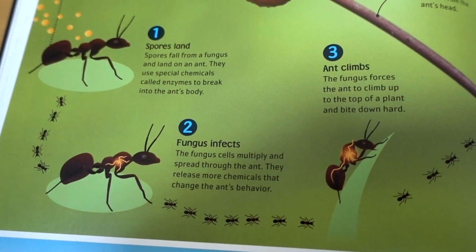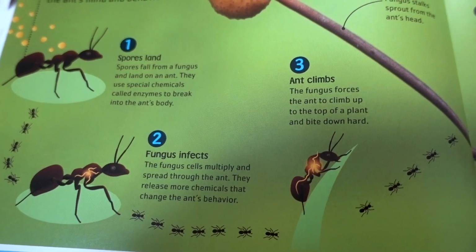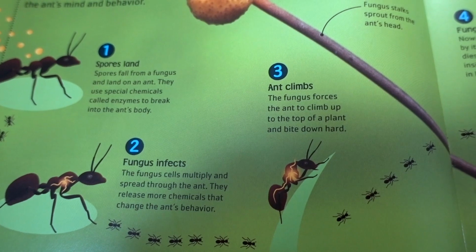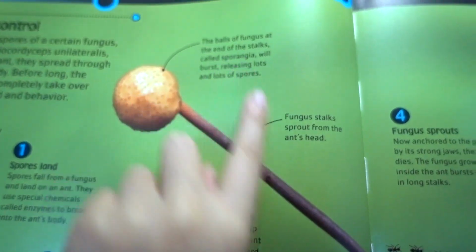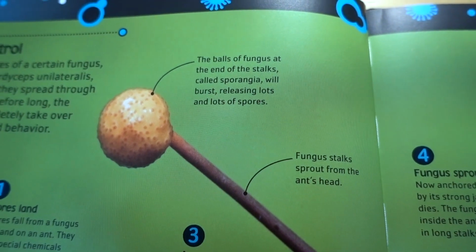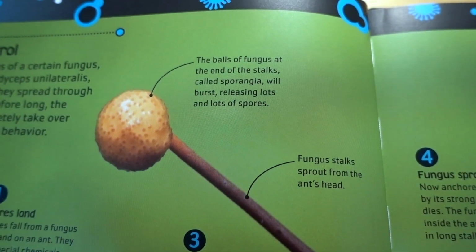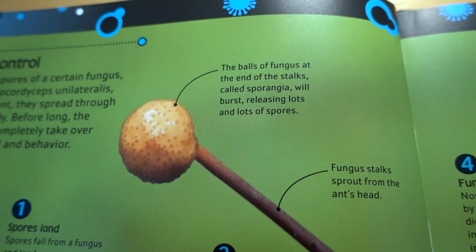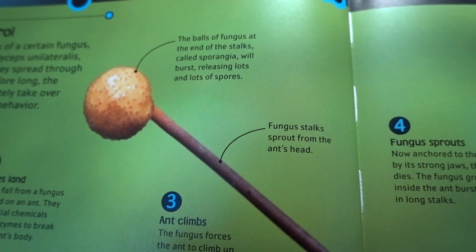Ant climbs. The fungus forces the ant to climb up to the top of a plant and bite down hard. The balls of fungus at the end of the stalks, called sporangia, will burst, releasing lots and lots of spores. Fungus stalks sprout from the ant's head.